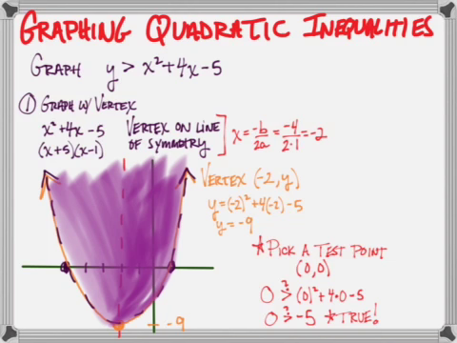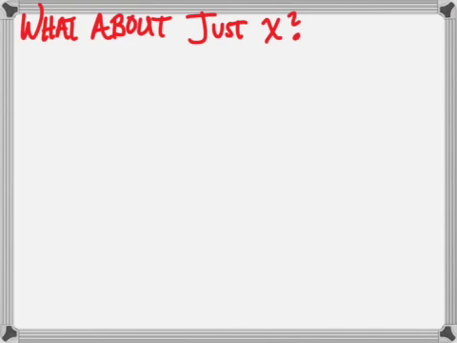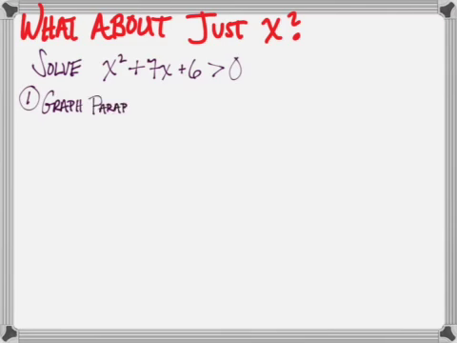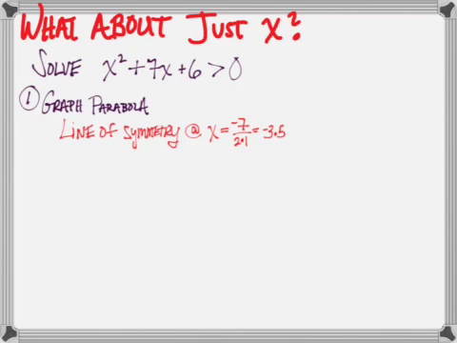So it's really similar to what we did before. Get a graph, pick a test point. If the test point works, that's where you shade. If the test point doesn't work, you would have shaded on the outside of that parabola. Alright, but what happens if it's just one variable? So if I just had x, something that looks like this, x squared plus 7x plus 6 greater than 0. Same idea. First I'm going to start with the graph, and to do that I'm going to again find the line of symmetry. And so I get negative b over 2a, in this case negative 7 over 2 times 1, negative 3.5 is my line of symmetry.